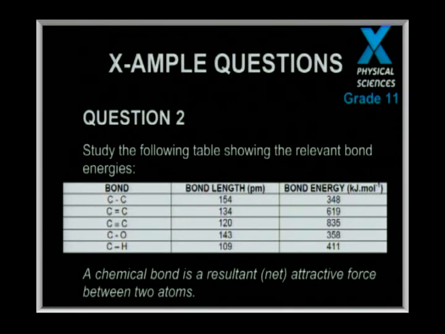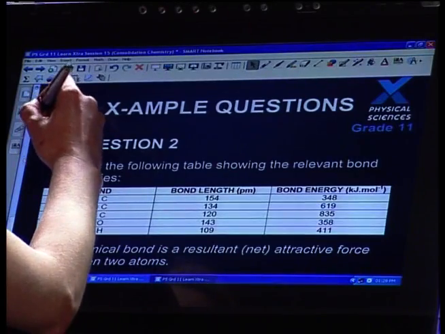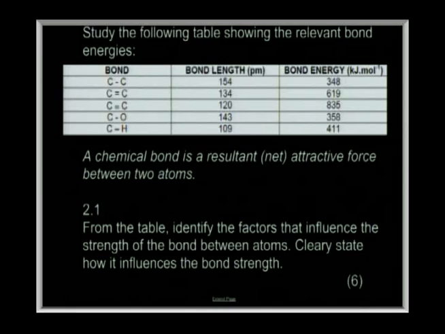Now, the bond length is how far these atoms are apart from each other, and the bond energy is the energy needed to break that bond. They also tell us that a chemical bond is a resultant net attractive force between 2 atoms. Right, let's look at the actual question. From the table, identify factors that will influence the strength of the bond between two atoms. Clearly state how it influences the bond strength.